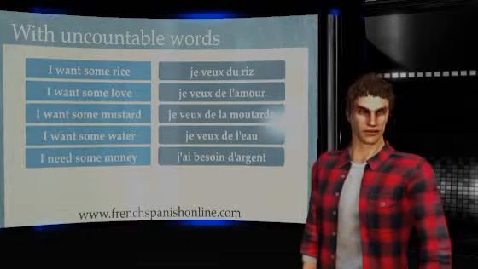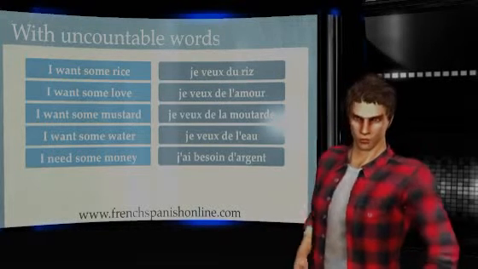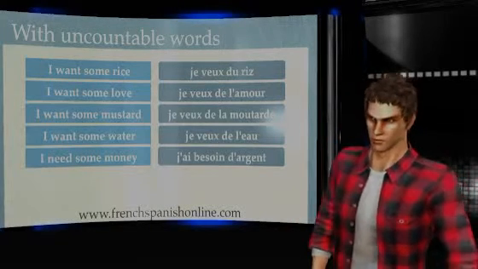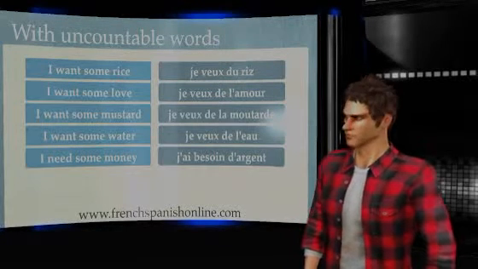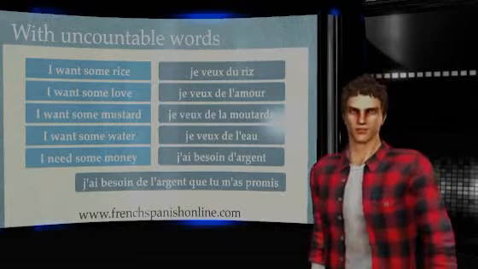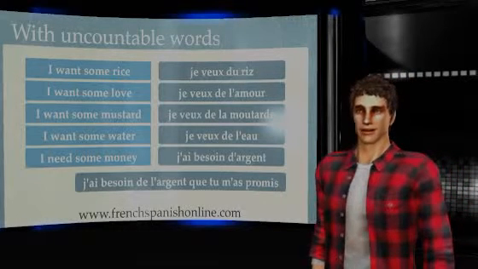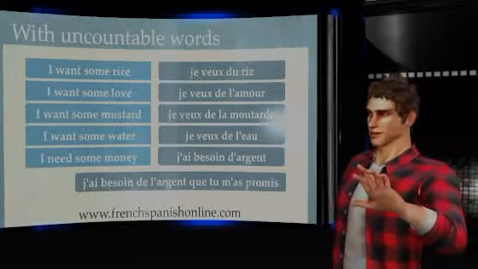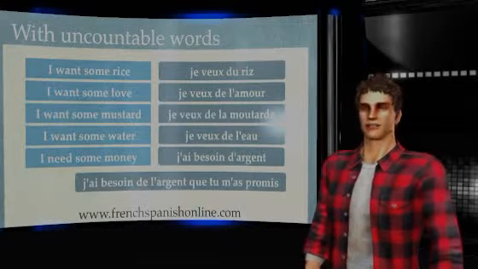For this reason we don't use a definite article, so pay attention to the prepositional verbs using de as a preposition in French, because in this case with uncountable words they don't use the definite article. But if you want to say, for example, something more specific, you can say j'ai besoin de l'argent que tu m'as promis. I need the money you promised. Okay? I need the money. So here we are talking about something specific, the money you promised.